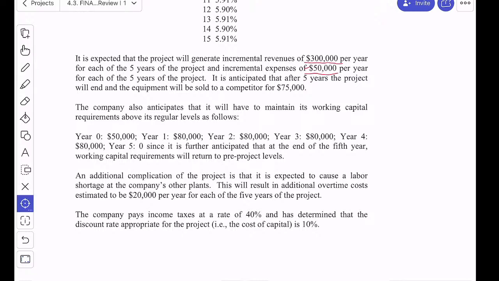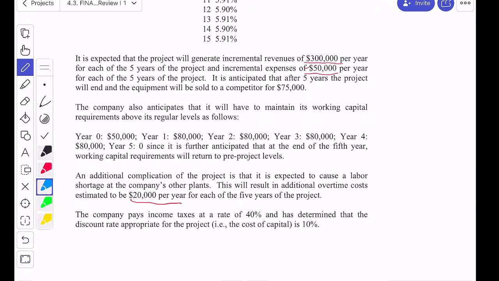So there's something down here. An additional complication of the project is that it is expected to cause a labor shortage at the company's other plants. This will result in additional overtime costs estimated to be $20,000 per year for each of the 5 years of the project. So what does it mean? It means just that there will be a labor shortage, and so to incentivize hours of work, they'll have to offer overtime. So that's an additional wage. And they estimate that that's going to cost $20,000 per year for the next 5 years. Okay, so that's it. That's income in red.